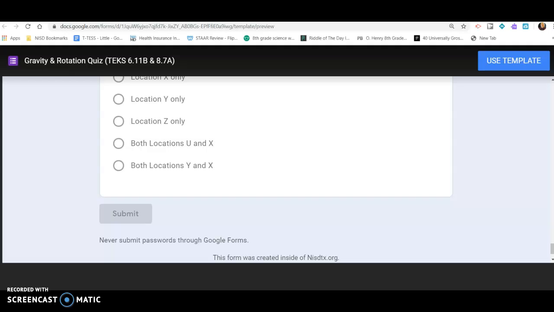Make sure once you are finished that you click the submit button. Otherwise, it will show up as ungraded and you may have to do it all over again. This concludes the gravity and rotation quiz.